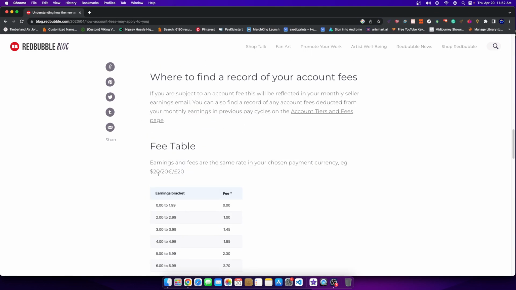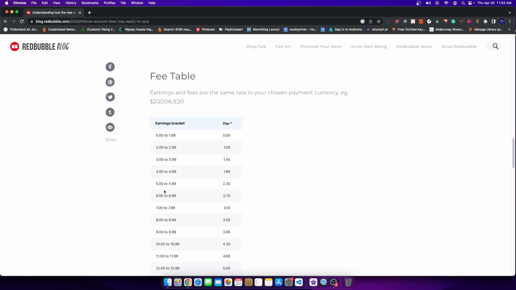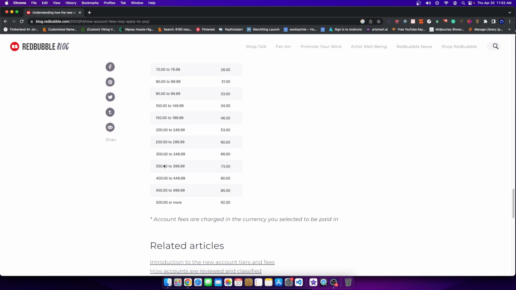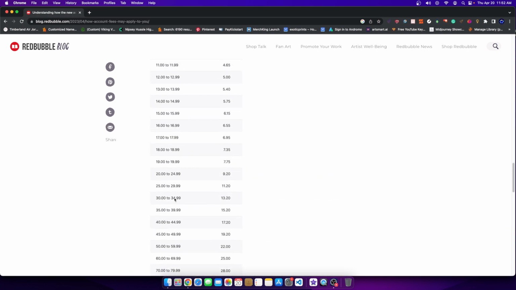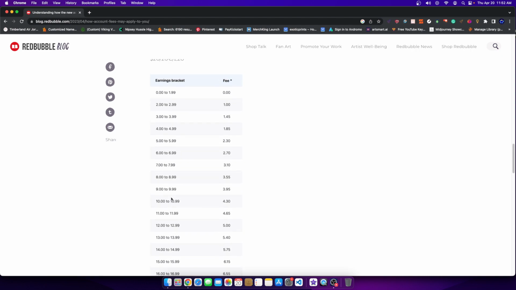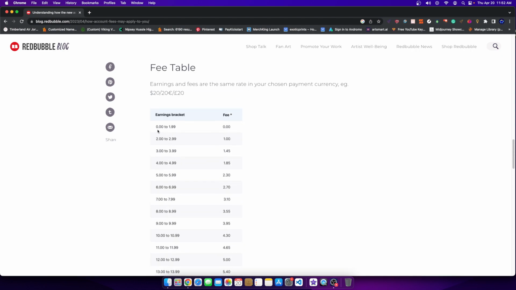And this fee table works in euro, it works in British pound sterling, and it works in dollars, okay? So let's see what the earning brackets are. So the earning brackets go all the way up to $500 or more. And we'll start at the very, very top, which is basically if you earn anywhere from $0 to $2, there's not going to be a fee, okay? If you earn anywhere from $2 to $2.99, there will be a fee of $1, okay? So let's just say you make $2. Well, you're going to pay half of that for Redbubble.